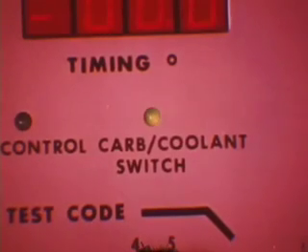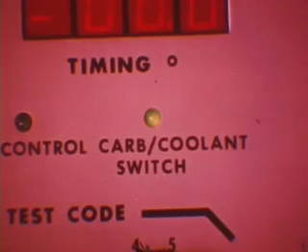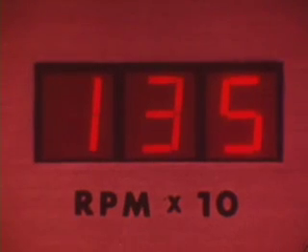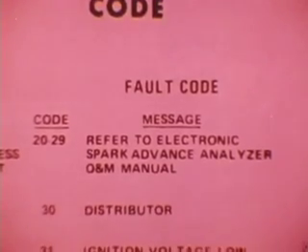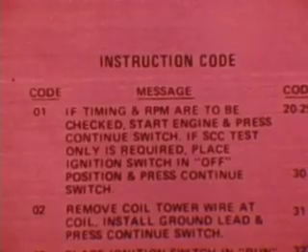The carb coolant switch indicator light will tell you if these two important switches are operating correctly. Engine timing will appear in the timing window, and engine RPM divided by 10 in the next window. When a fault occurs, the fault light will go on, and the fault code number will appear. That's your signal to make a correction according to the fault code list. When the instruction light goes on, an instruction code will appear. That's your cue to perform some physical operation that the analyzer can't do itself.